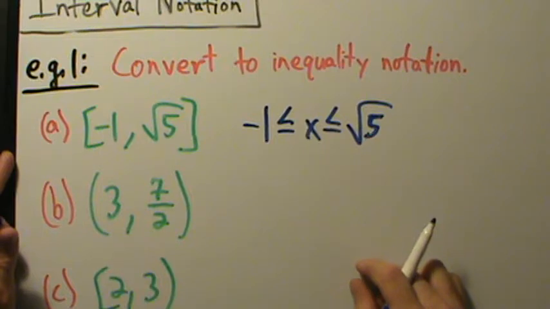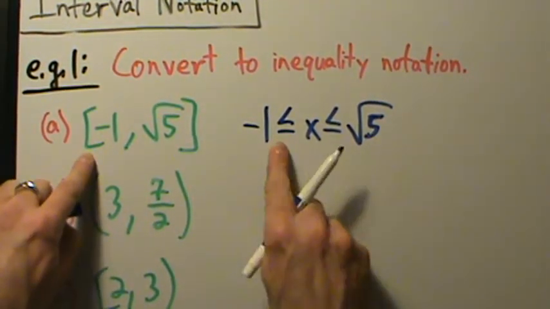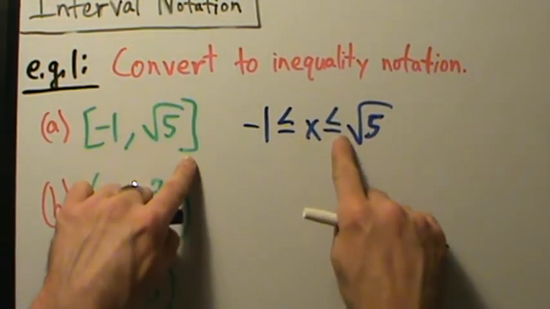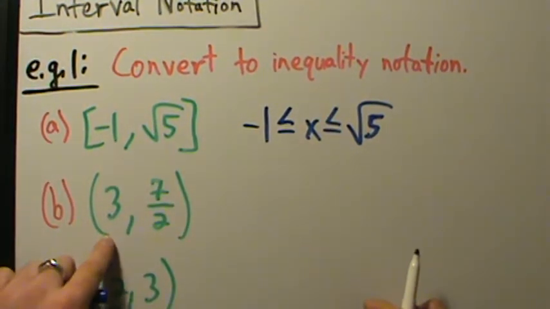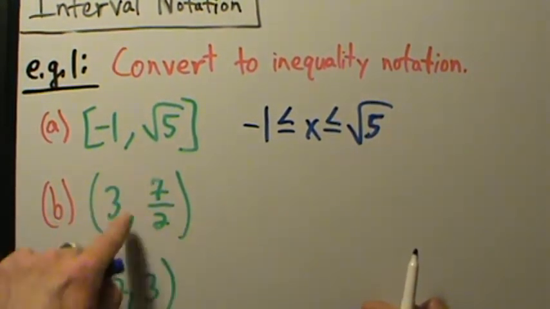Okay. So that's part A. So remember square bracket less than or equal to. Square bracket less than or equal to. Okay. How about 3 up to 7 halves with round parentheses on both?